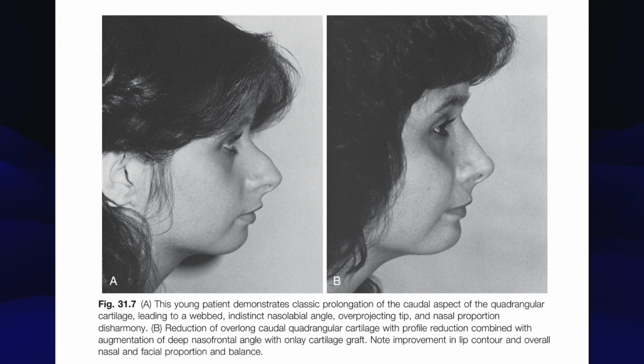There is an indistinct nasolabial angle. You can see A and compare it with B. The nasolabial angle is indistinct in A while it is prominent in B. Also, the other abnormality seen is an over-projected nasal tip. What is the cause of this abnormality? Because there is prolongation of the caudal aspect of the quadrangular cartilage.